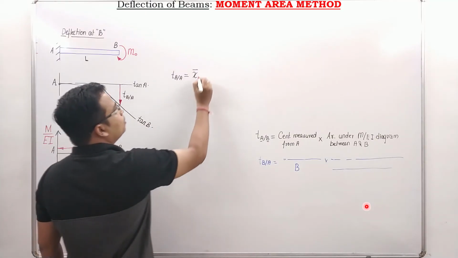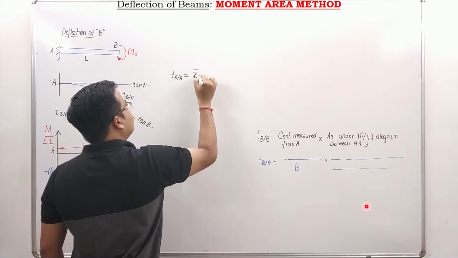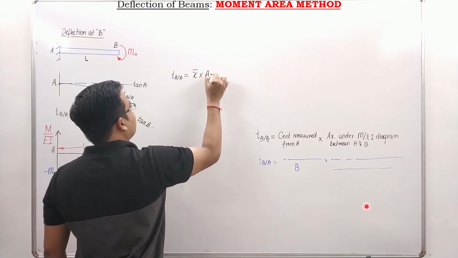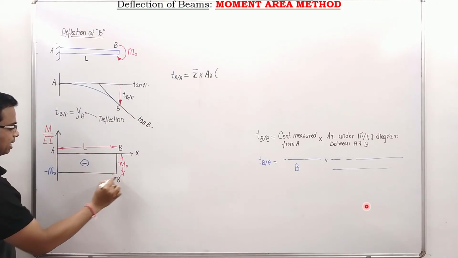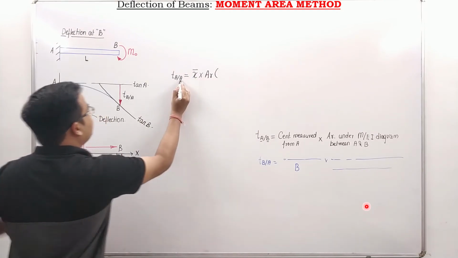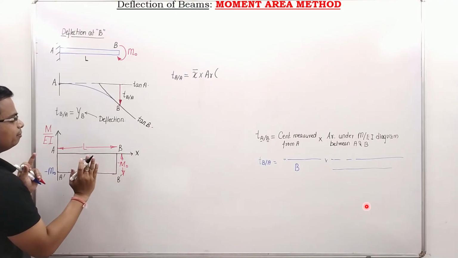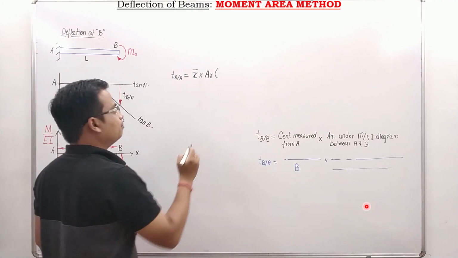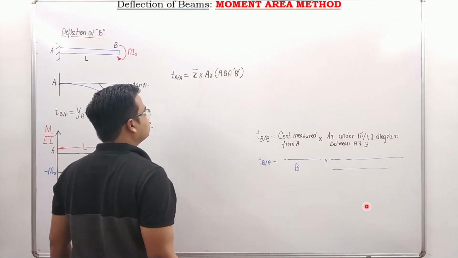x bar multiplied by the area under the M over EI diagram between the points A, B. Let me just write this as B dash, and let me just write this as A dash. So you're working between A and B, so area also has to be taken between A and B of the M over EI diagram. A, B, A dash and B dash, right?